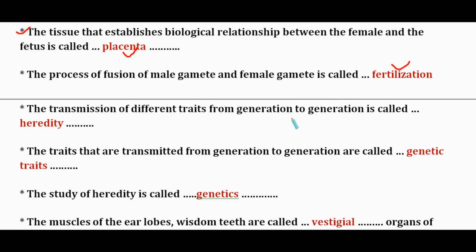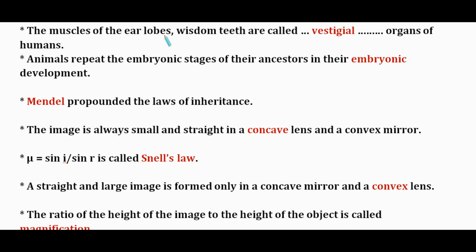The transmission of different traits from generation to generation is called heredity. The traits that are transmitted from generation to generation are called genetic traits. The study of heredity is called genetics. The muscles of the earlobes and wisdom teeth are called vestigial organs of humans. Animals repeat the embryonic stages of their ancestors in their embryonic development. Mendel propounded the laws of inheritance.